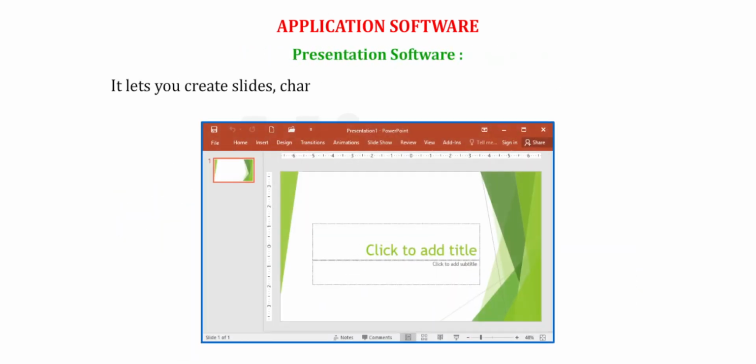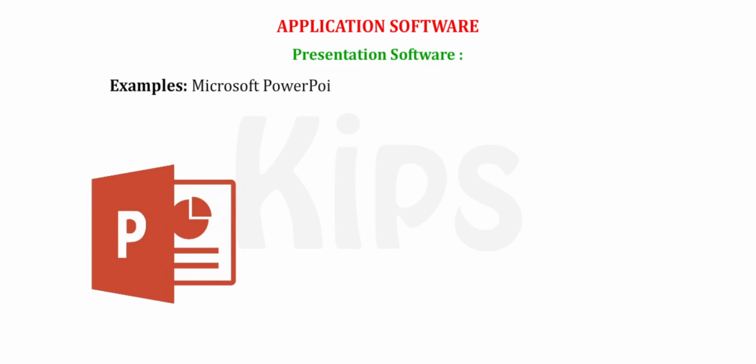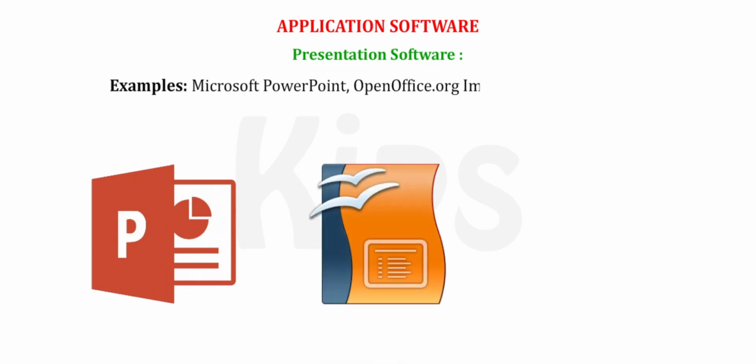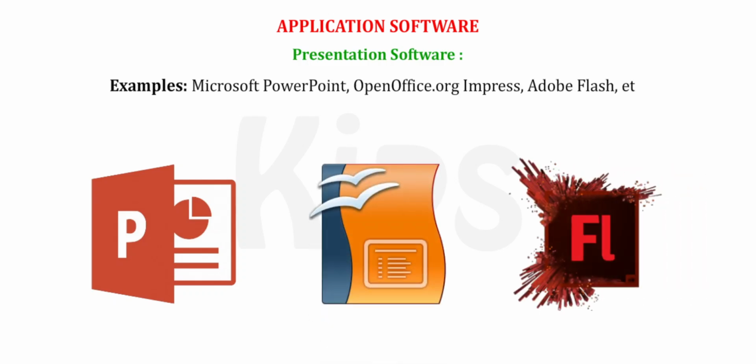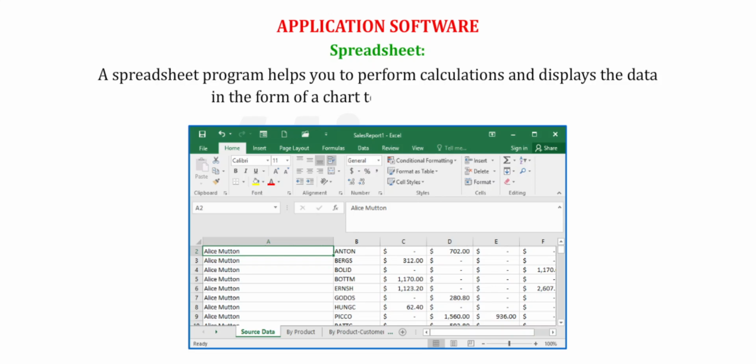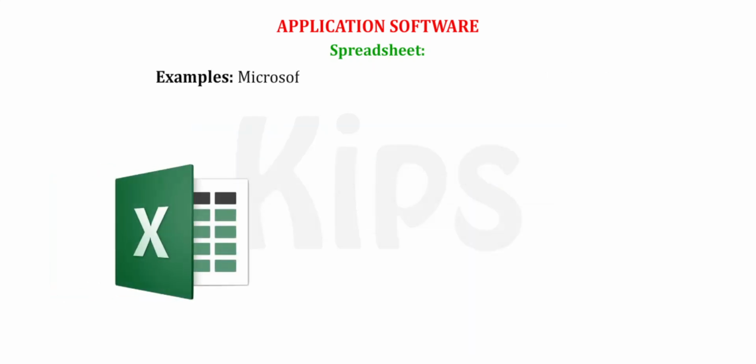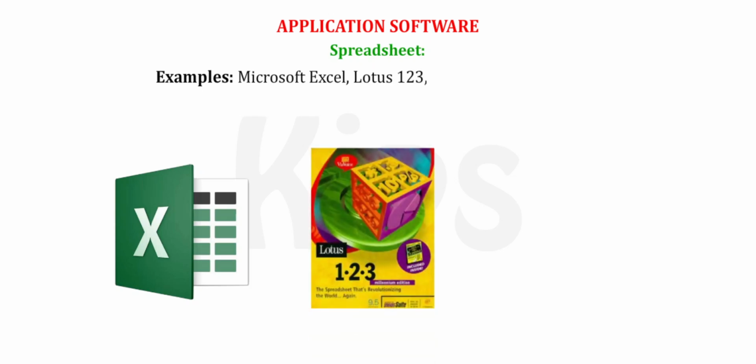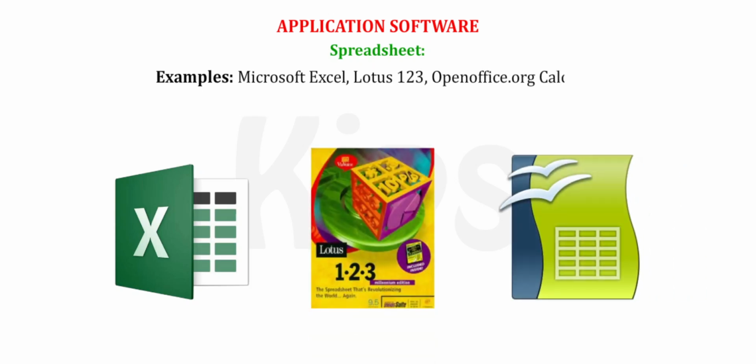Presentation software. It lets you create slides, charts, animation and video clips in a lively manner. Examples: Microsoft PowerPoint, OpenOffice.org Impress, Adobe Flash, etc. Spreadsheet. A spreadsheet program helps you to perform calculations and display the data in the form of a chart to analyze in a better way. Examples: Microsoft Excel, Lotus 123, OpenOffice.org Calc, etc.